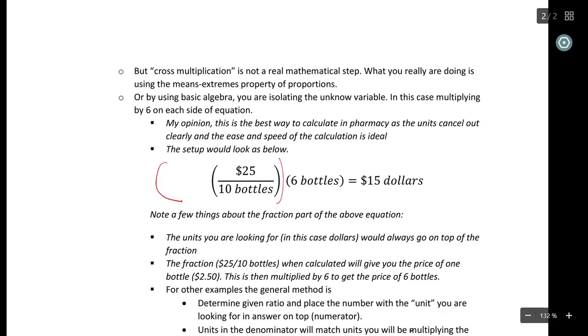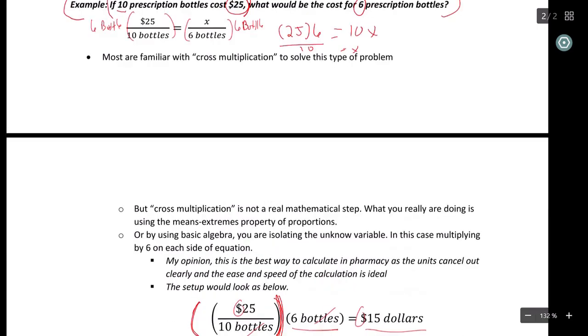So that's a dollar value. So in my ratio that I have, the two things here, the 25 per 10, I'm going to put the money value on top, which means the $25 is going to go on top and the 10 stays on the bottom. Then I'm going to multiply by the number of bottles, and you'll notice that when I do that, the bottles will cancel out and I'm equal with my $15, which is the answer, which is the unit that's here, matching the unit here.